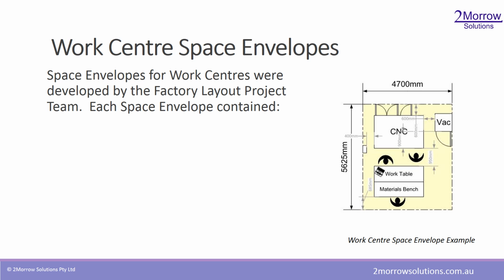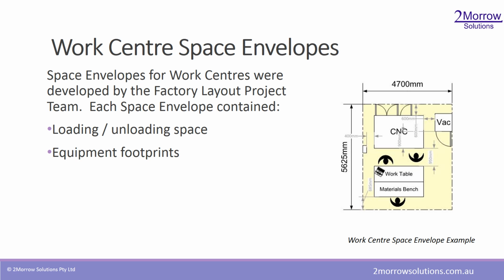For all work centers identified in the value stream mapping process, space envelopes were developed by the factory layout project team, except for the optimized kitting work center. The space envelopes contained the space required to productively perform the task at the work center. For example, loading and unloading space, equipment footprints, tool storage, workbench space.